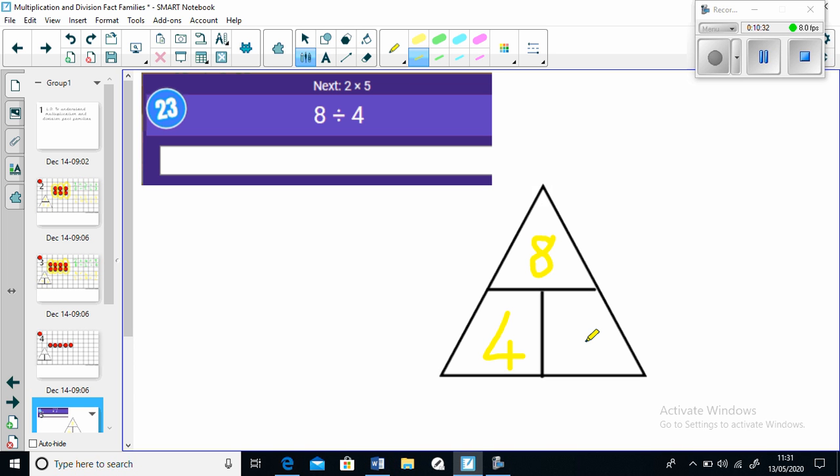Now, the good thing that we know is, at the moment, we're working on our 2, 5 and 10 times tables. So one of these numbers down at the bottom is going to have to be 2, 5, or 10. So we can just use a process of trial and error. 4 lots of 10 equals, oh, that doesn't make any sense. 4 lots of 5 equals, oh, that doesn't make any sense. 4 lots of 2, hang on a minute, that could work. 2, 4, 6, 8, yes! 4 lots of 2 does equal 8. So I've used and applied my knowledge of multiplication to work out our division problem.